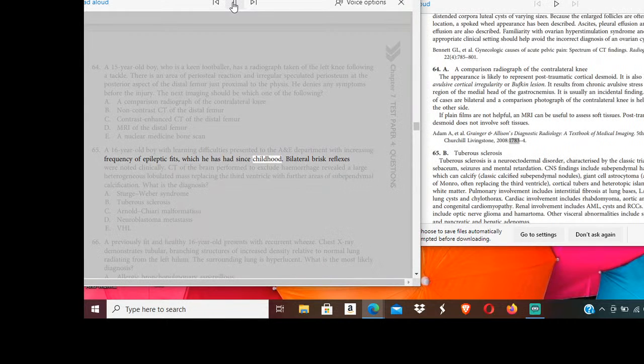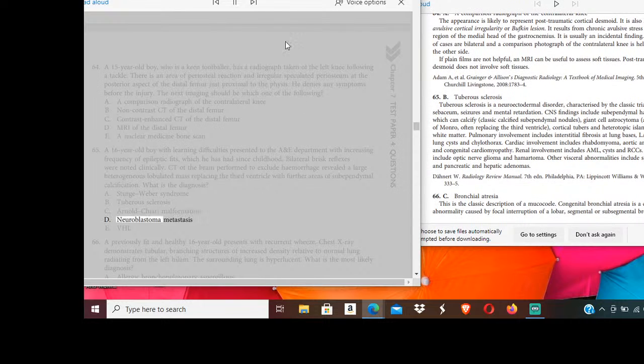Fits, which he has had since childhood. Bilateral brisk reflexes were noted clinically. CT of the brain performed to exclude hemorrhage revealed a large heterogeneous lobulated mass replacing the third ventricle with further areas of subependymal calcification. What is the diagnosis? A. Sturge-Weber syndrome. B. Tuberous sclerosis. C. Arnold-Chiari malformation. D. Neuroblastoma metastasis. E. VHL.